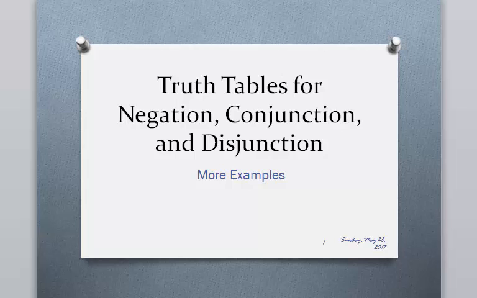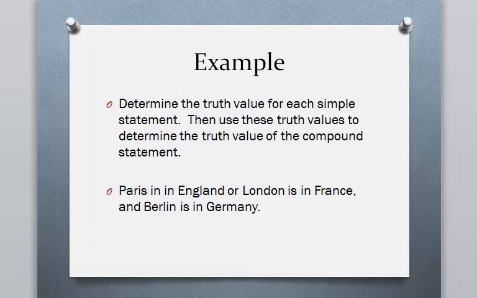We will now look at some additional examples for truth tables. Our first example says, determine the truth value for each simple statement. Then use these truth values to determine the truth value of the compound statement. Our problem says Paris is in England, or London is in France, and Berlin is in Germany. So we have three simple statements.